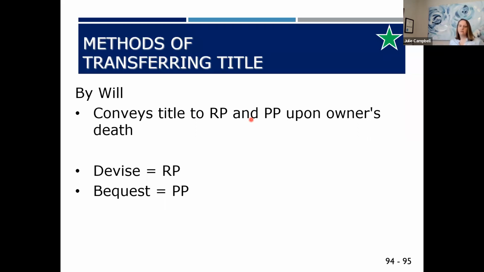Just as a side note, other states may refer to a devise as real property and a bequest as personal property. We use them interchangeably, but there is a difference. A devise is conveying real property, a bequest is for conveying personal property.